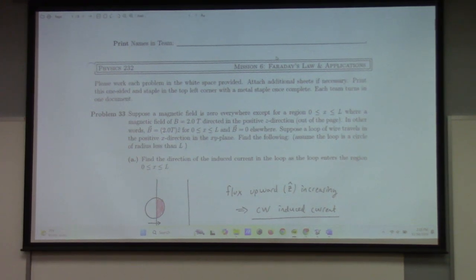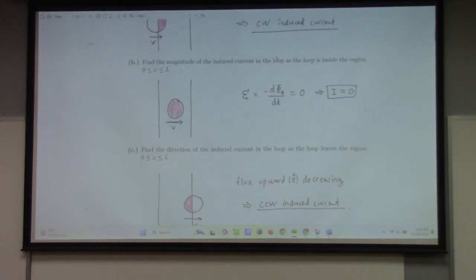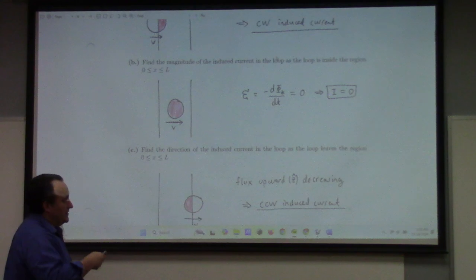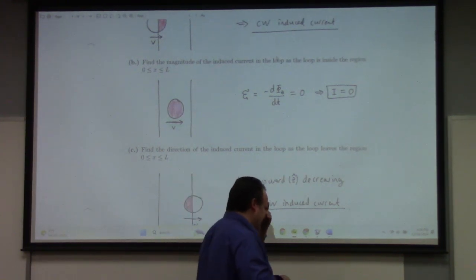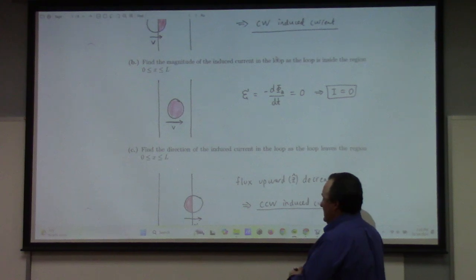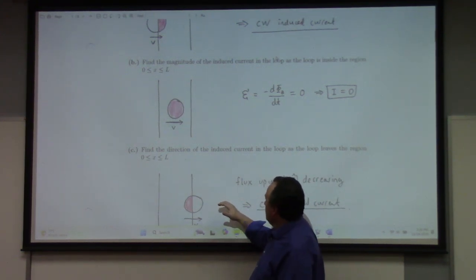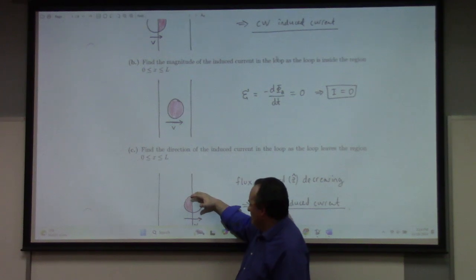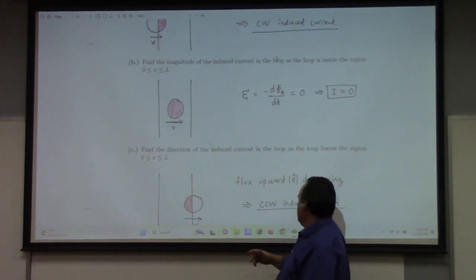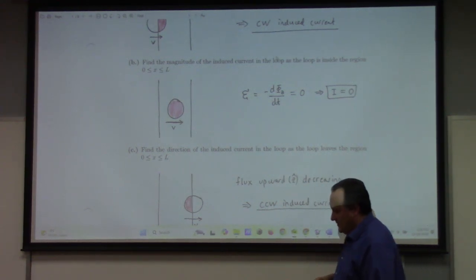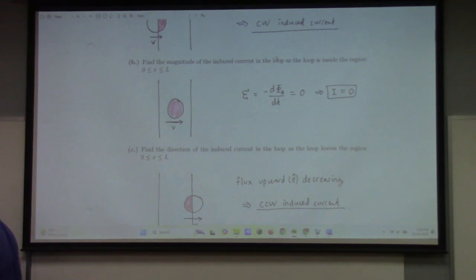Now, part B, if it's all in the loop, the induced current is 0. Part C, because it's not changing, right? If the flux is not changing, then of course the induced current is 0. And when it's leaving, as it's leaving, the flux going out of the page is decreasing, right? So you want the induced current to be in such a direction as to increase that flux, so that's why you want a counterclockwise induced current in that case. So these are all Lenz's law, right?